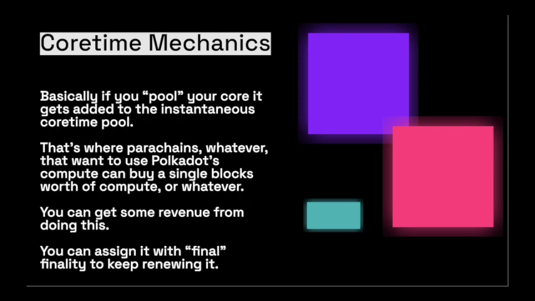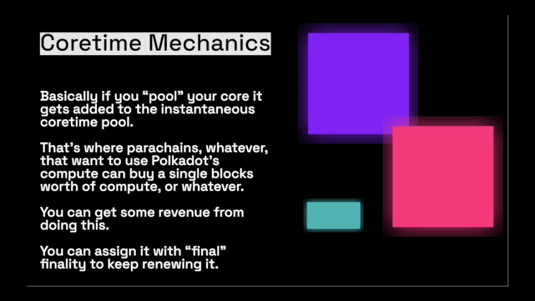So basically, if you pool your car, it gets added to the instantaneous call time pool. That's where parachains or whatever task that wants to use Polkadot's compute can buy single blocks worth of compute. You do get revenue from doing this. You actually assign a payee account, so if someone uses your car, you get the money. And you can assign it with final finality on the extrinsic.